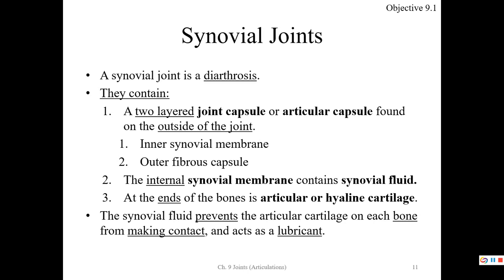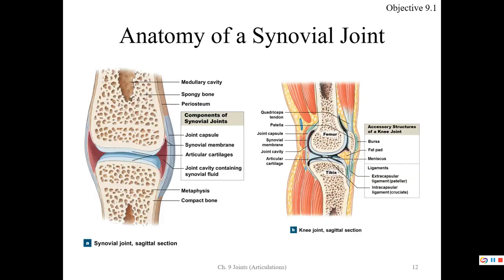Now, the synovial fluid, basically, fluid cannot be compressed, so it prevents articular cartilages of the bone from making contact, and it also acts as a lubricant. So it prevents bone-on-bone contact and lubricates the joints, okay? It puts some juice in the joints, so to speak. One of the ways I like to say it is add some juice to the joints. Okay, so we're going to see that we have our joint capsule here, which has the synovial membrane on the inside. Okay, that contains synovial fluid.